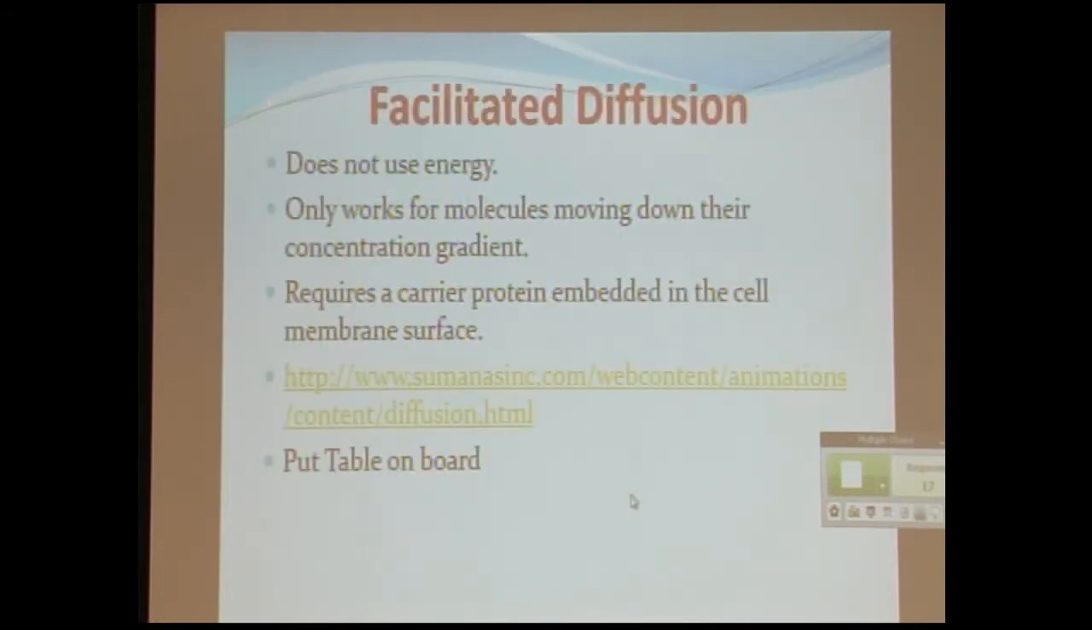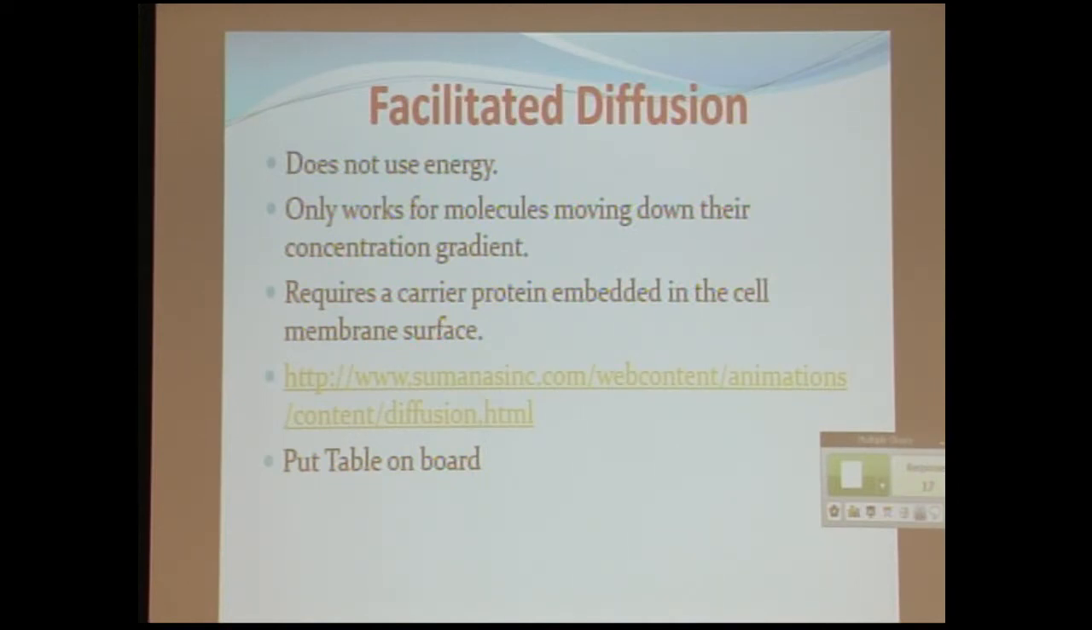All right. So facilitated, as we mentioned before, no energy. It works for molecules moving down their concentration gradient, which just means high to low. We had up here in the beginning. However, this is for things that can't get through the membrane, like the ions. So they need help of a protein.